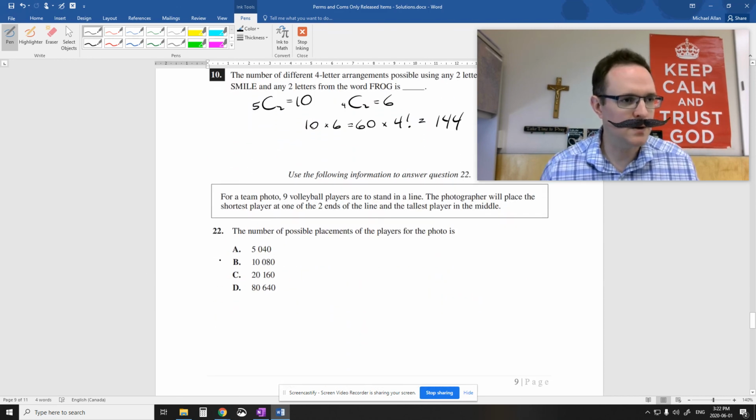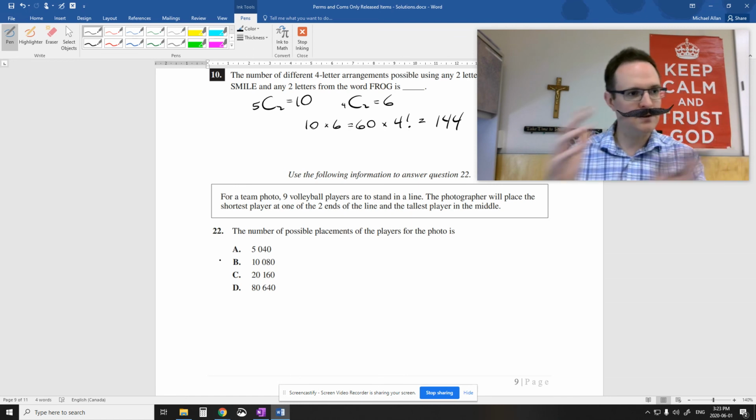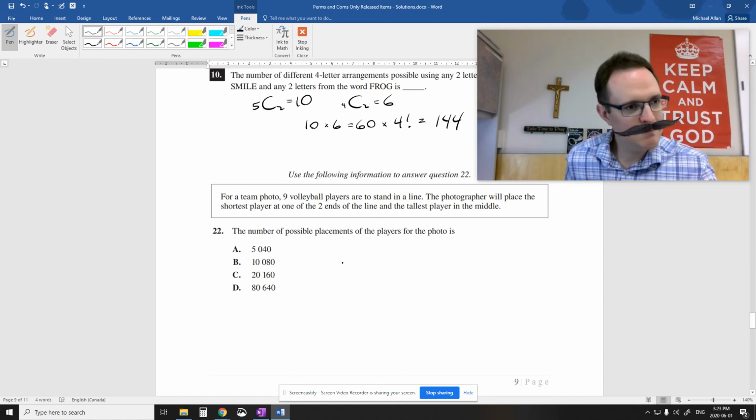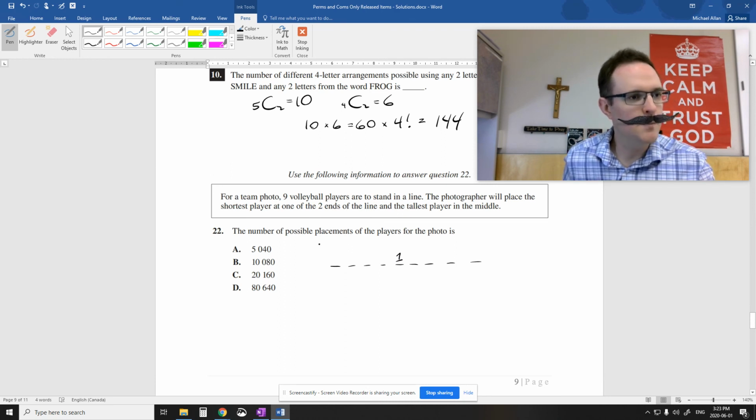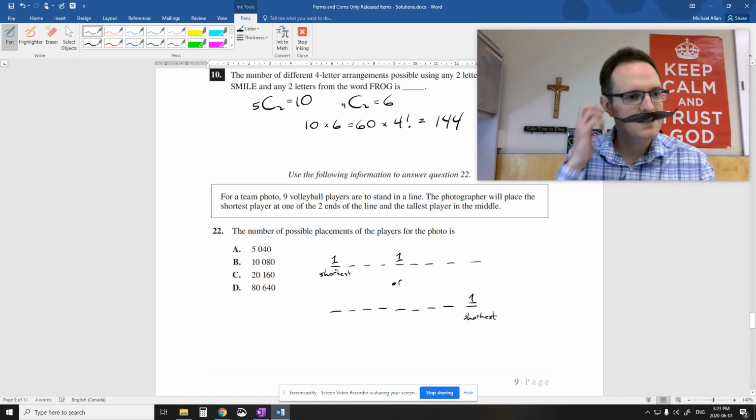All right, for a photo, 9 volleyball players stand in line. They will place the shortest player at one of the 2 ends, and the tallest player in the middle. So that's going to be a situation, 1 on the left, 1 on the right. So I got to worry about that. We have 9 people. 1, 2, 3, 4, 5, 6, 7, 8, 9. So right in the middle, I have one choice. The tallest player has to be there. But I could either put the shortest person on this side, or on the other side. It's going to be the same calculation both ways. So I'm just going to do it once and then times it by 2.